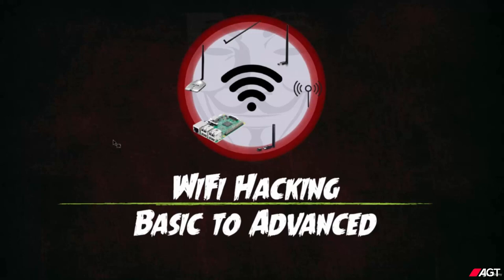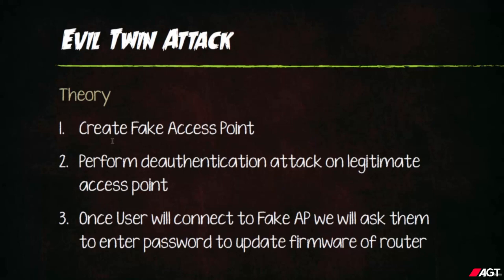In this section, we are going to start with the evil twin attack. So let's first discuss the theory of the evil twin attack. In an evil twin attack, first we will create a fake access point, and then we will perform a de-authentication attack on our actual access point. So the fake access point will be similar to the access point on which we are going to attack, right? So we will create a fake access point with a similar SSID.